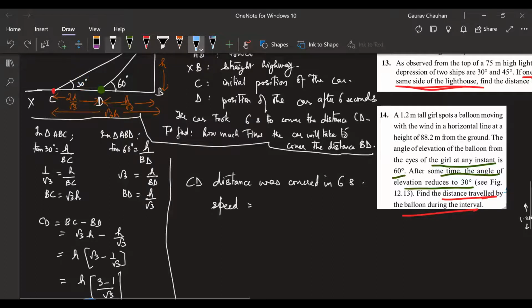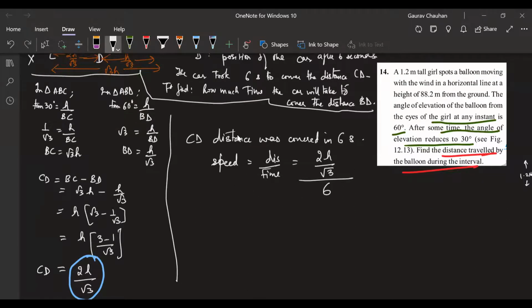So 2h by root 3 distance by time, correct? So 2h by root 3 distance, this much distance was covered in 6 seconds. I'm getting my speed from here. So my speed is equal to 2h by root 3 into 1 by 6. This gets cancelled. Here you get a 3. So it is h by 3 root 3.